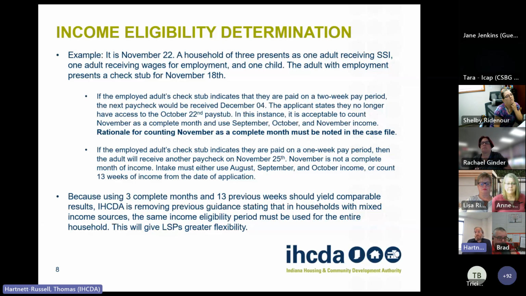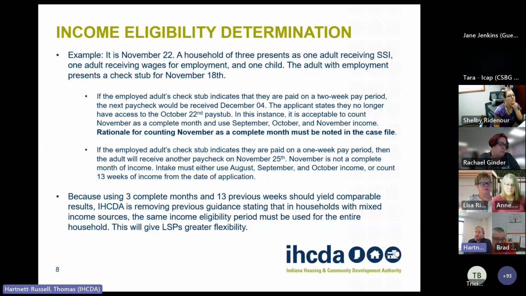However, if the employed adult's check stub indicates that they're paid on a 1-week pay period, then the adult will receive another paycheck on November 25th, and therefore November would not be a complete month. Intake must either use the August, September, and October income if they're going to use that 3 complete month method, or they use the 13 weeks of income method from the date of application. This is a slight change because using 3 complete months and 13 previous weeks should yield comparable results.